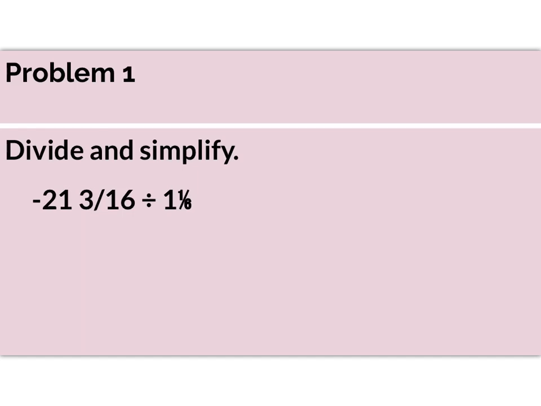Okay, so look at this one. We have negative 21 and 3/16. Negative 21 and 3/16. You might have read this as 213 over 16. I tried to make a space in there to make the fraction. So if you didn't read it like that, that's fine. But just so you know, in the future, when you see fractions and you see a space in between the numbers, the part after the space is supposed to be a fraction.